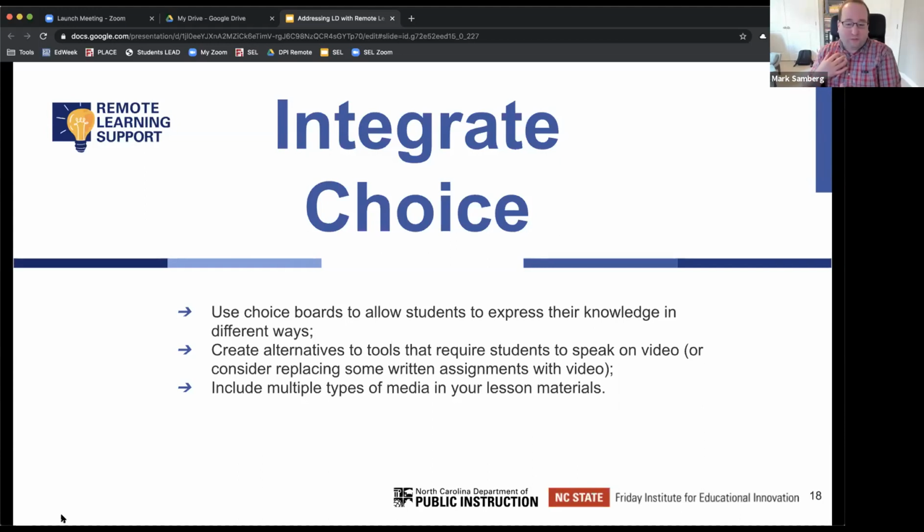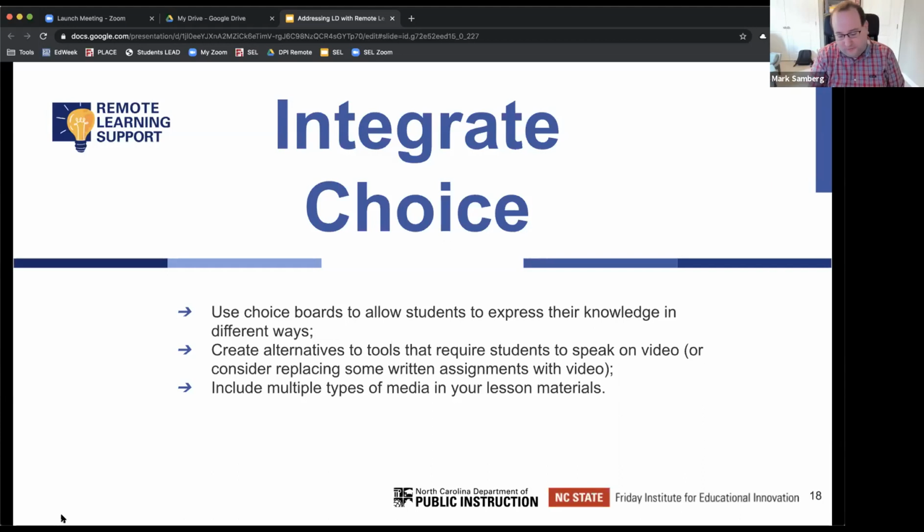So allowing them to use a tool like Flipgrid, or to take their phone and record a voice memo and email that to you instead of asking students to type an essay, may be options. And then including multiple types of media in your lesson materials.